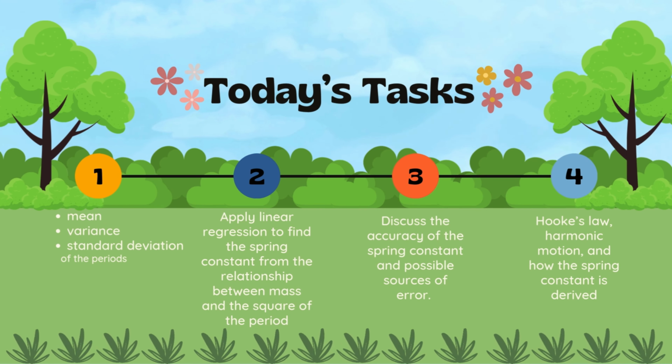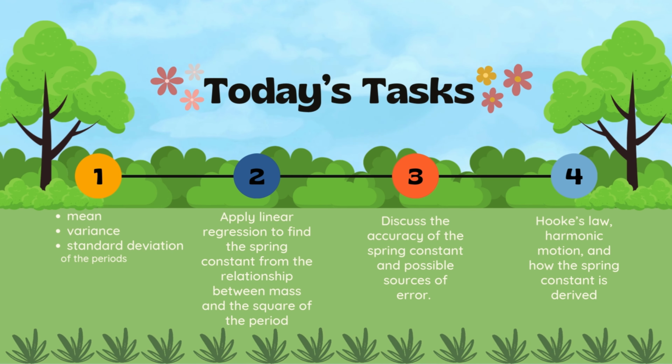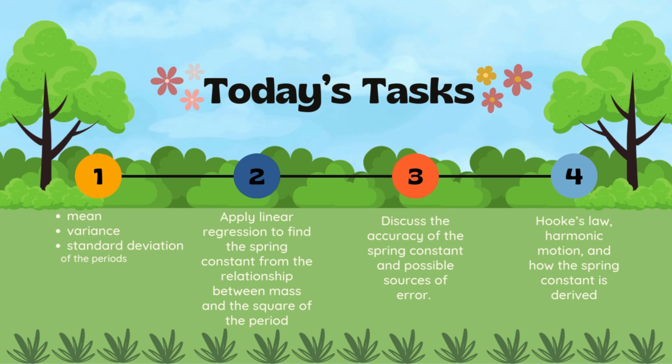First is calculate the mean, variance, and standard deviation of the periods. Second is utilize linear regression to determine the spring constant based on the relationship between mass and the square of the period. Third is discuss the accuracy of the spring constant and possible sources of error. Fourth is explore Hooke's law, harmonic motion, and the derivation of the spring constant.